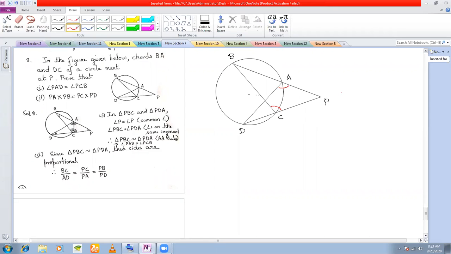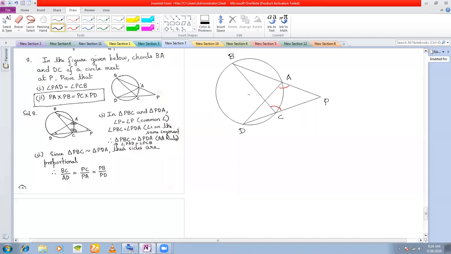If you want to prove these two to be equal, what you must realize in this question is that the second part of the question hints that some concept of similarity is involved, because this is a relation between the sides of a triangle, right? So this second part should give you a hint that you have to prove two triangles to be similar. But which two triangles?